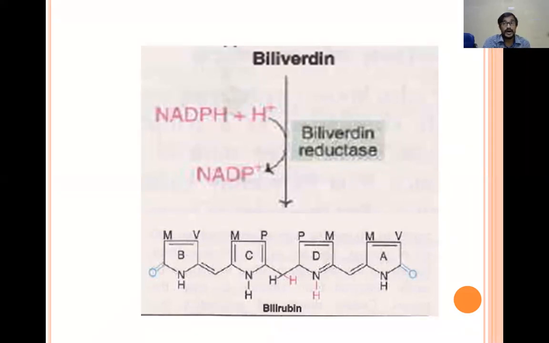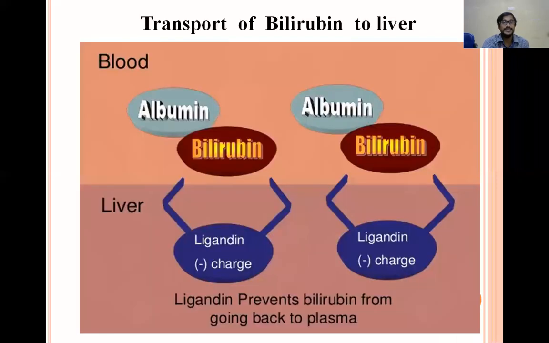Bilirubin can't be transported to the liver directly. So the bilirubin will be attached to the transport protein albumin, and a bilirubin-albumin complex is formed, and this complex is transported to the liver. And of course, ligandin is present in the liver, which prevents the backflow of the bilirubin into the blood. So bilirubin moves to the liver by combining with the albumin. So this is the transport of bilirubin.